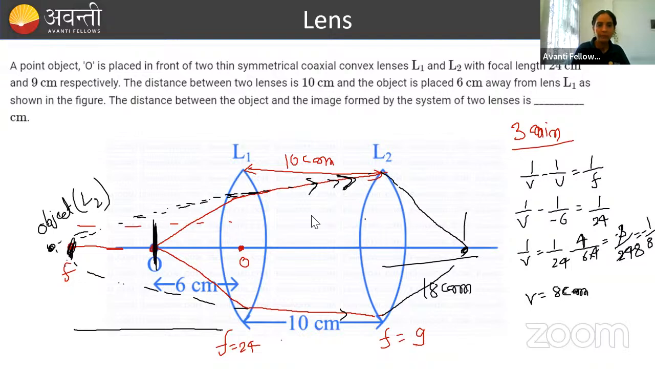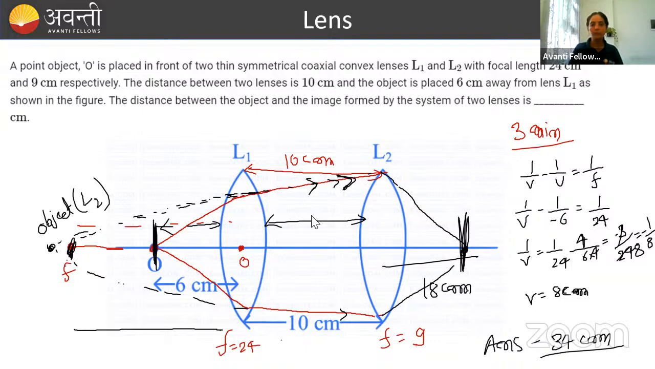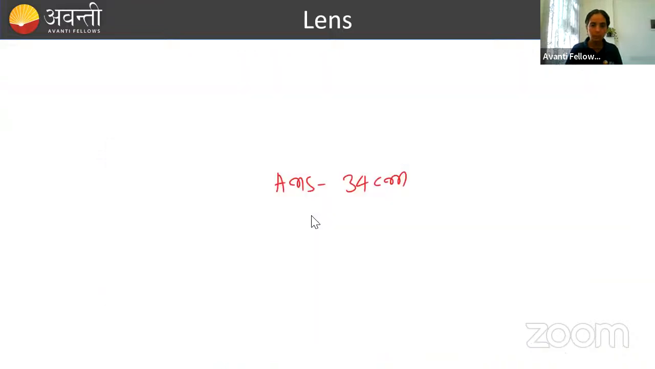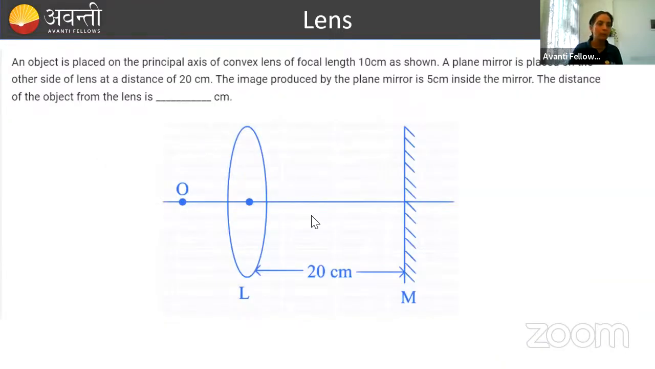Done. So what will be the distance between object and image? Object was here. Final image is here. What is the distance between these two? So this is 6 centimeter. This is 10 centimeter, 16. 16 plus 18, if you calculate, you will get 34. So the answer will be what? The answer will be 34 centimeter. Okay. The answer will be what? 34 centimeter. Done. I hope it is clear.